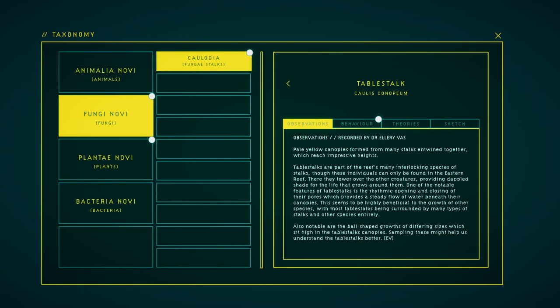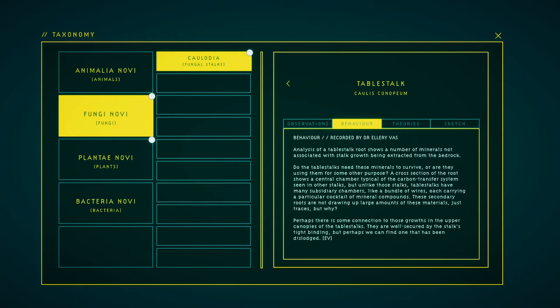This seems to be highly beneficial to the growth of other species, with most table stalks being surrounded by many types of stalks and other species entirely. Also notable are the bowl-shaped groves of different sizes which sit high in the table stalks' canopies. Perhaps this may help us understand the table stalks better.